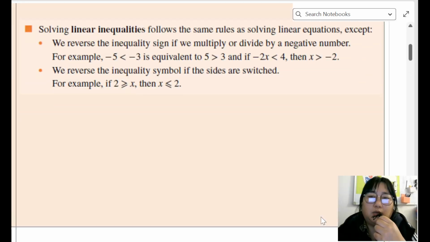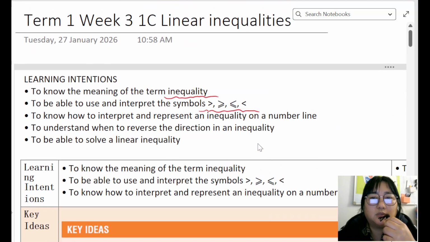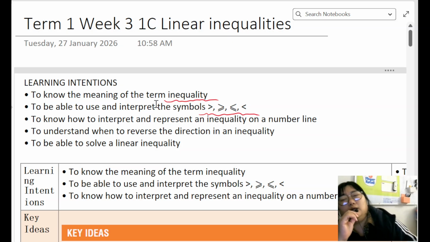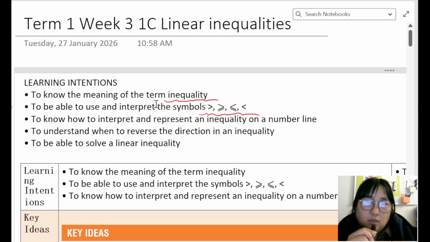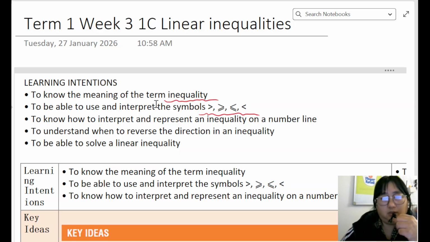Okay, so now we go back to the learning intention and have a look. Do you have an idea what the meaning of inequality algebra equations is? And also, do you have an idea about all these symbols? And can you present them on a number line? And can you reverse the direction? And can you solve a linear inequality?